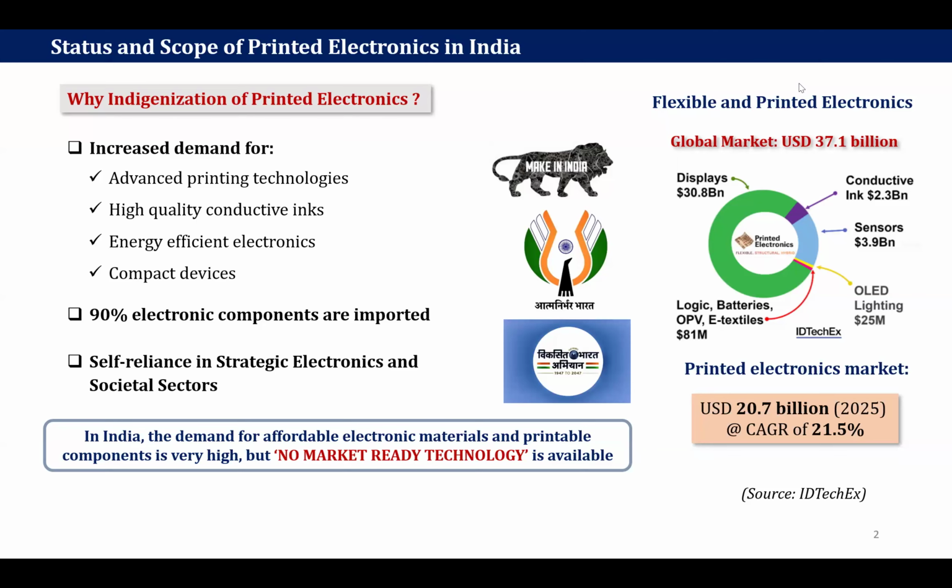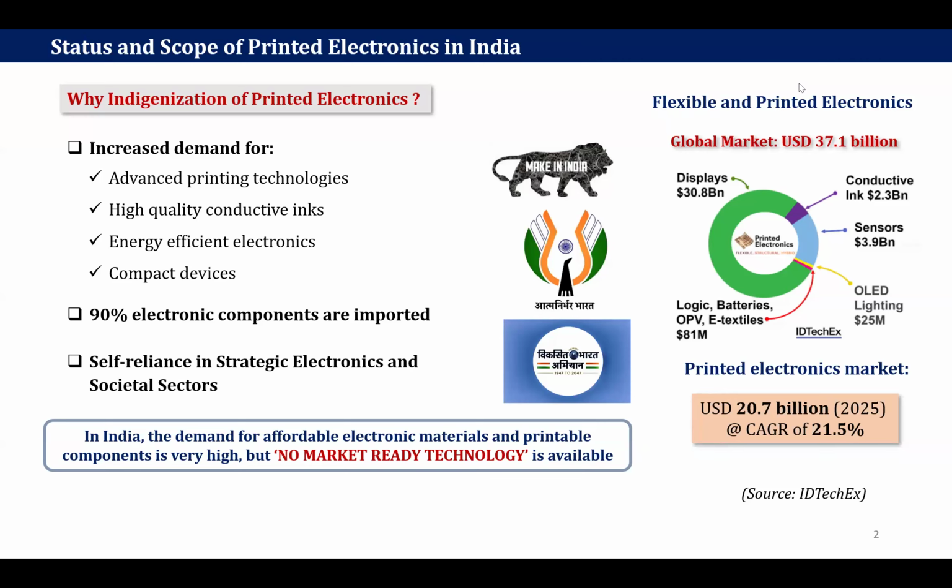And if you see the global market of flexible and printed electronics, it is around 37.1 billion US dollars, including displays, logic devices, batteries, organic photovoltaics, electronic textiles, conductive inks, sensors, and OLEDs. In this particular segment, printed electronics alone has a market of around 20.7 billion US dollars, and as of today it is growing at an annual rate of around 21.5%.